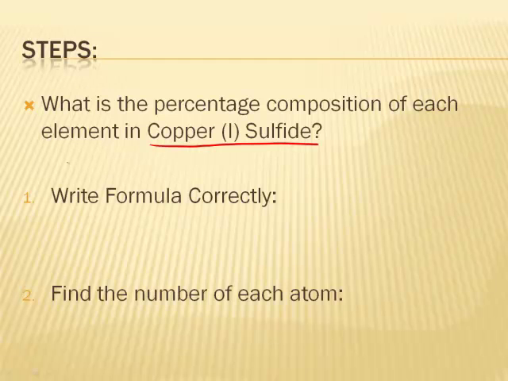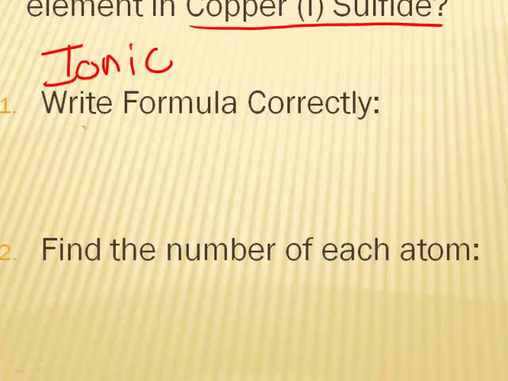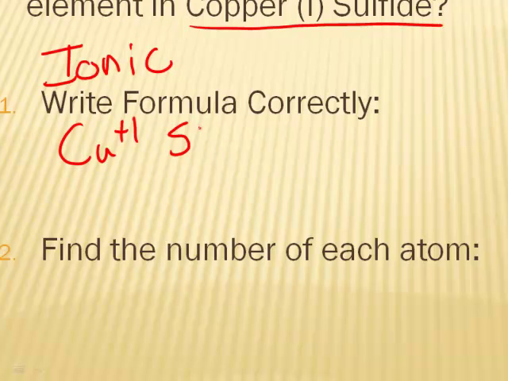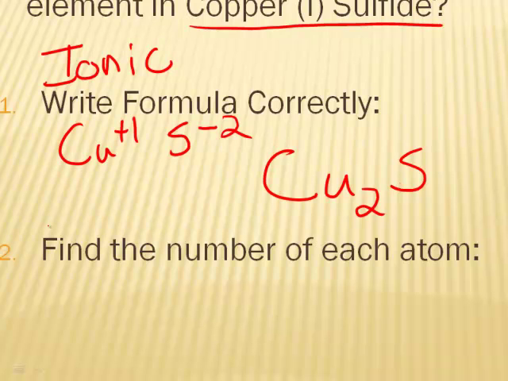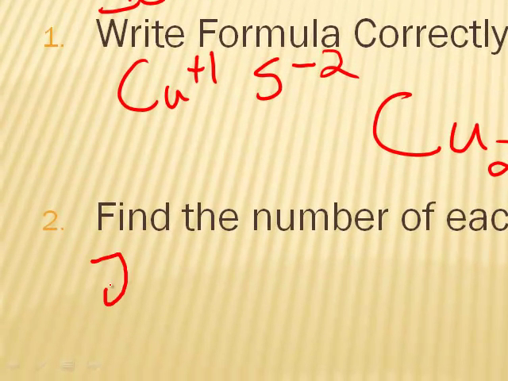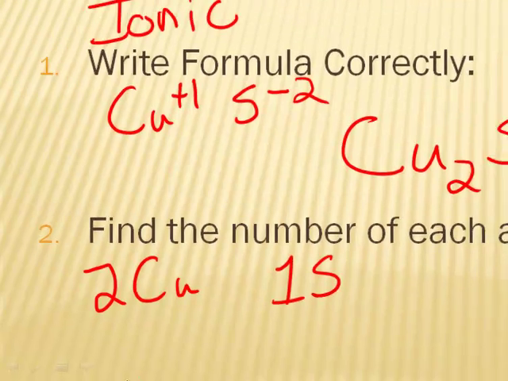These are all going to be ionic, pretty much. If it's going to be covalent, it'll have a prefix. But if I want to write the formula correctly, I have to write out the ions. Copper is a +1, and if I look on my periodic table, sulfur is a -2. So my formula should be Cu2S. Now I want to write down how many atoms of each element I have. My formula says I have 2 atoms of copper and 1 atom of sulfur. That's pretty simple there.